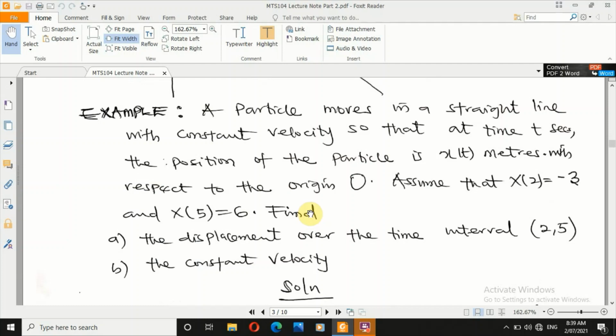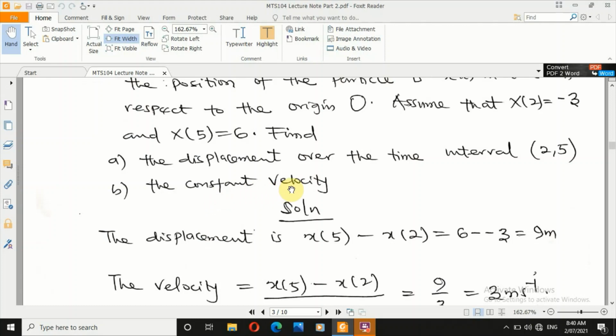A particle moves in a straight line with a constant velocity so that at time t seconds, the position of the particle is x meters with respect to the origin O. Assume that at time 2, the position is minus 3. At time 5, the position is 6. Find the following. Number 1, we are asked to find the displacement over the time of 2 to 5. At the same time, we are asked to find the constant velocity.